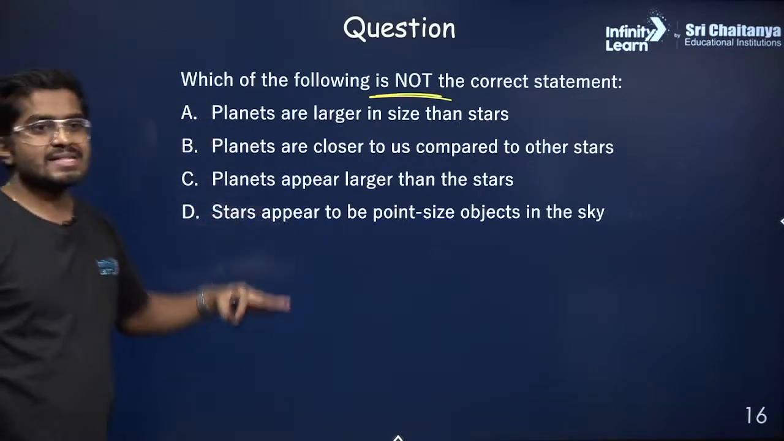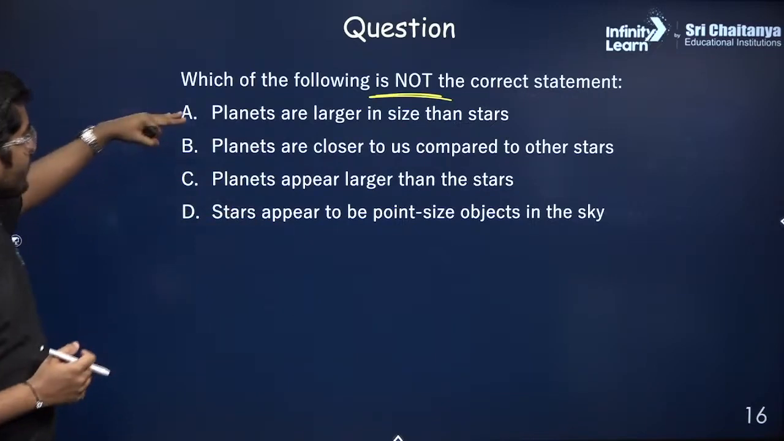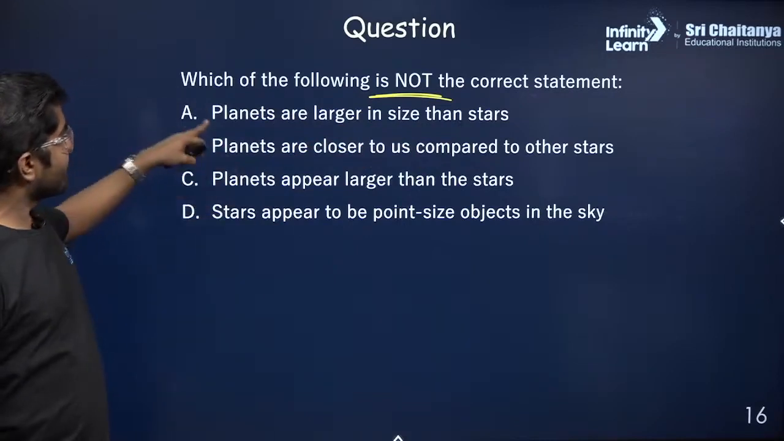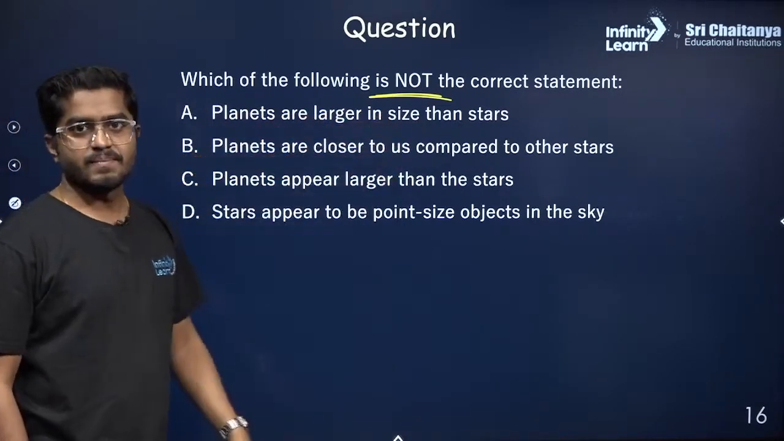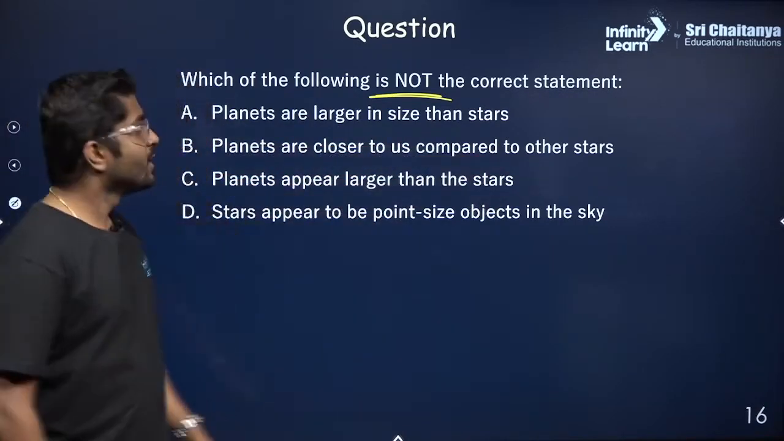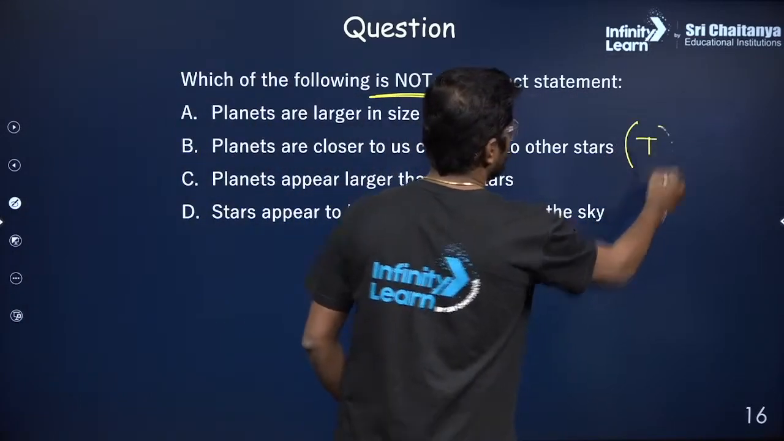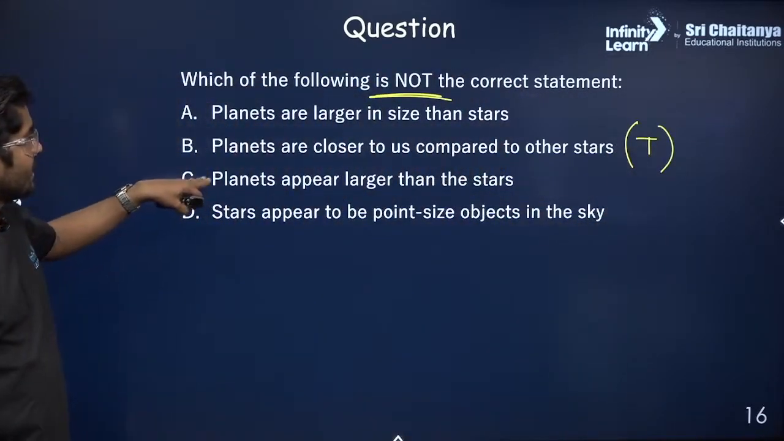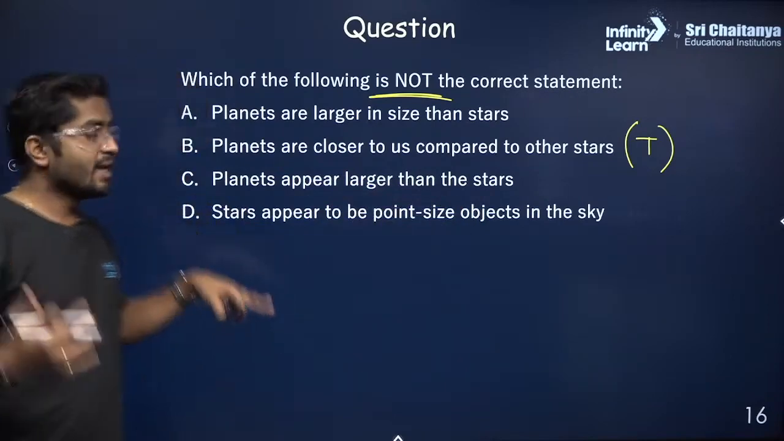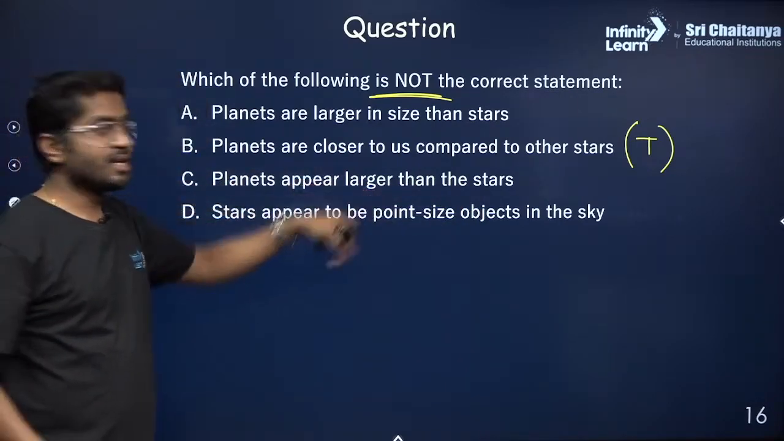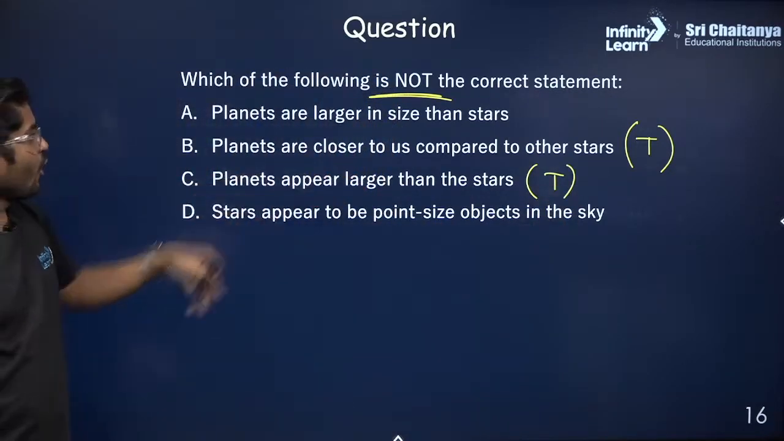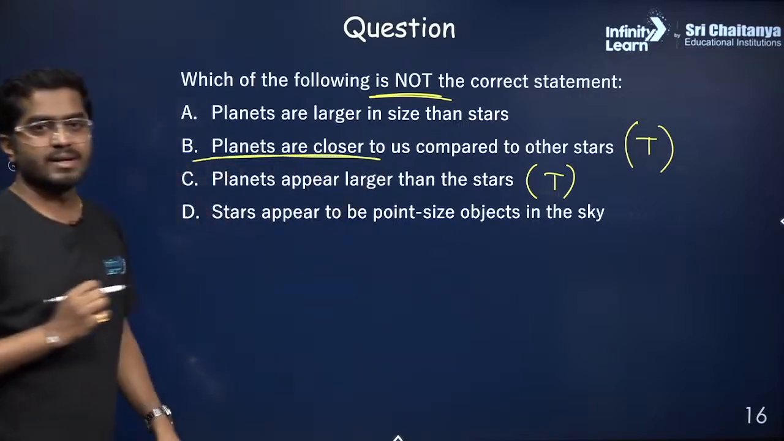आपने पढ़ा होगा ना stars and planets. So first statement, planets are larger in size than stars. Is this correct? Second statement, planets are closer to us compared to stars. Is this true? Yeah, this statement is true. I'll write here, these are true. Third, planets appear larger than the stars. In the sky, if you look at the sky, planets appear larger. This is true. Why do planets appear larger? Because they are closer. Planets are closer. है ना?